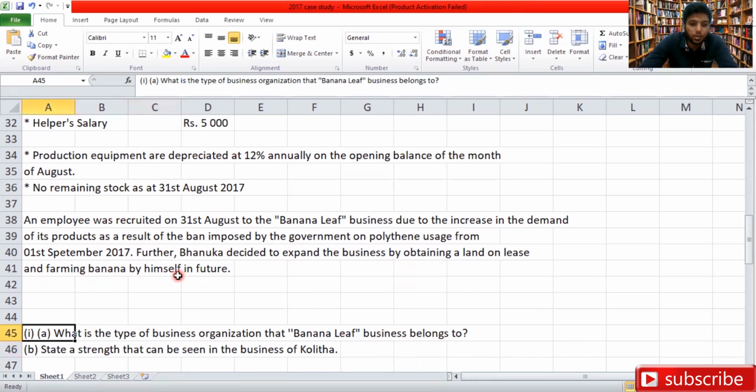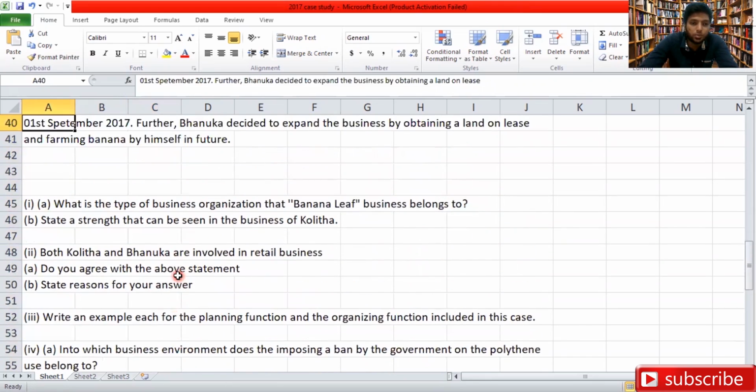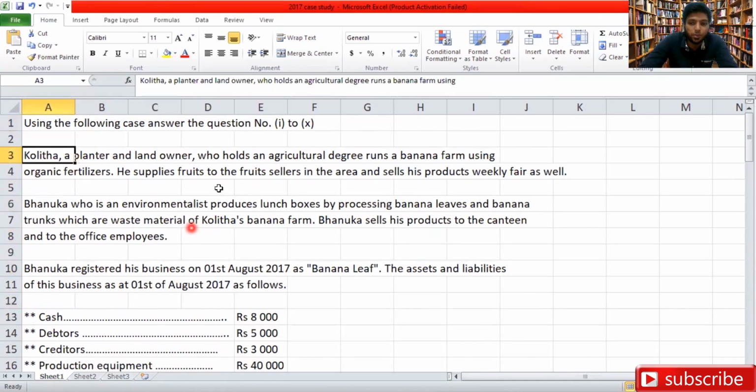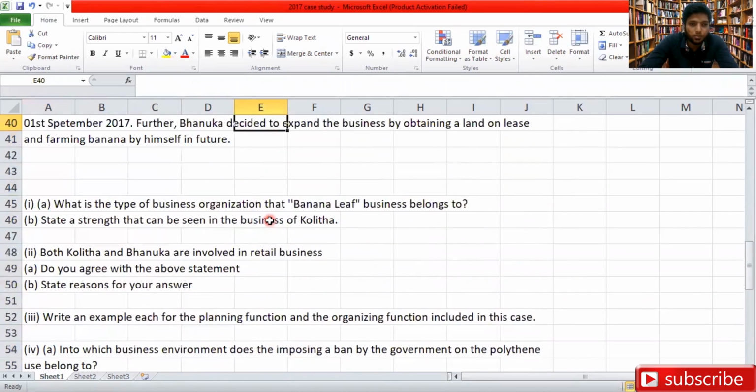So let's start. What is the type of business organization that Banana Leaf belongs to? It's very straightforward. You might see there are two people in this case. Kolita has a banana farm, but they are not speaking about this as the business. They are speaking about Banuka, who has registered his business as Banana Leaf. So only Banuka has registered, not with anyone. So it becomes a sole proprietorship. So I can write the answer here. Easy, these things will finish fast rather than taking a long time.